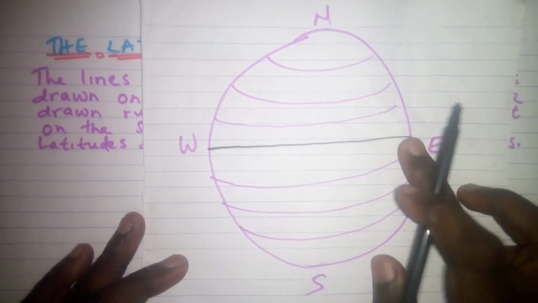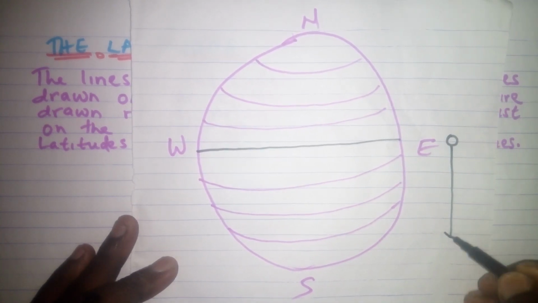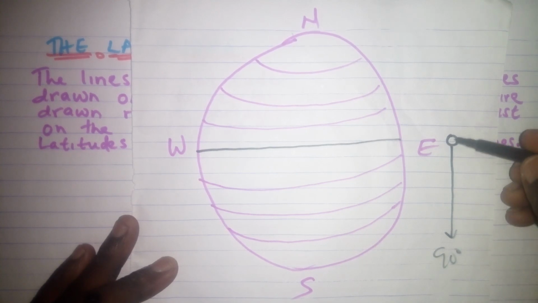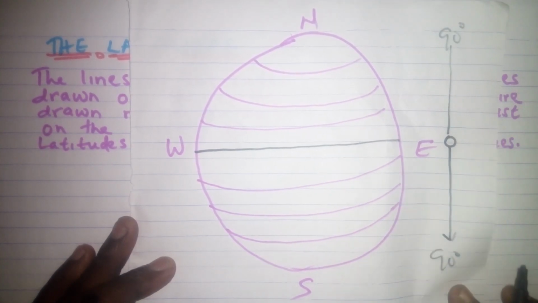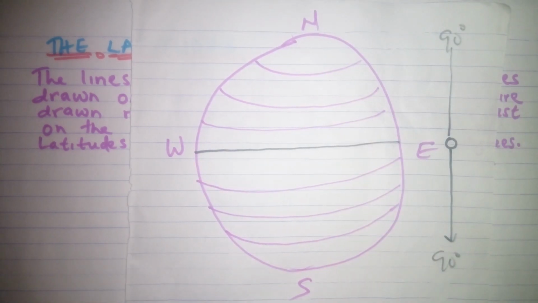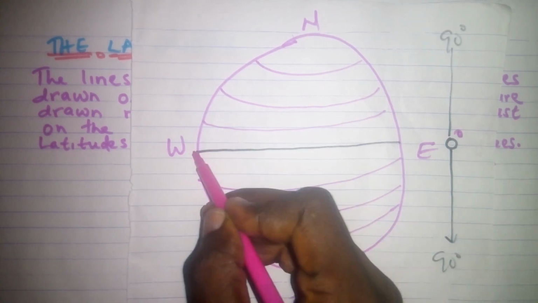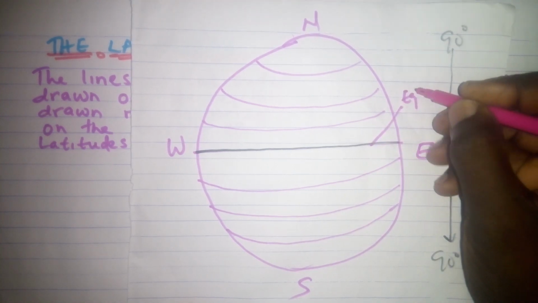That means if this equator is 0 degrees, that means from here to here will be 90 degrees, and from here to the top will also be 90 degrees, completing the whole 180. Since this line is the one sharing the whole 180 into two parts, don't forget that. So this is 0 degrees, this line is the equator. Let me write down the equator.